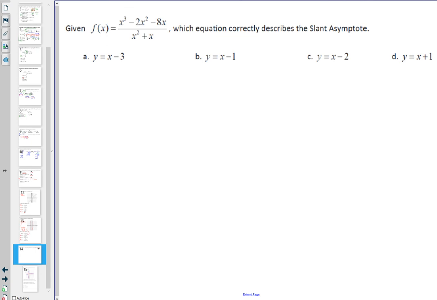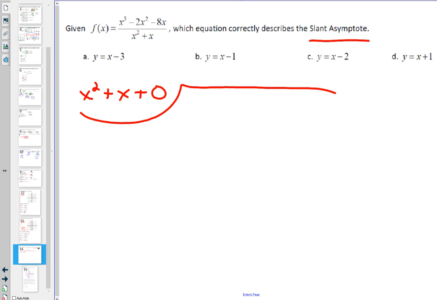Okay, which equation correctly describes this? Here's a slant asymptote question. They're already telling you the slant. This will be kind of what it looks like on the test, so most people want to pay attention. We're going to have to divide like we did earlier today. X squared plus x plus 0, because if there is a missing term you need a placeholder. X to the third minus 2x squared minus 8x.